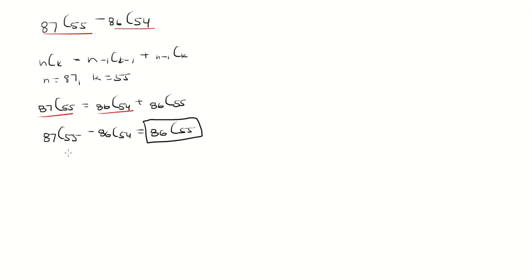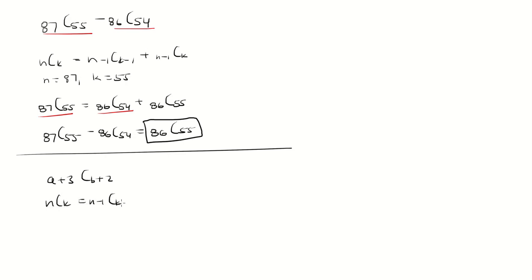Now, next we want to express a plus 3 choose b plus 2 as a sum of two terms, each in the form of n choose r. So we're going to still use the formula. N choose k equals n minus 1 choose k minus 1 plus n minus 1 choose k. So we want to write this as a sum. So it's going to be this plus is equal to this plus that.